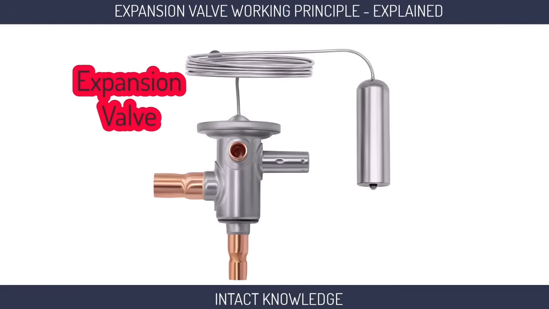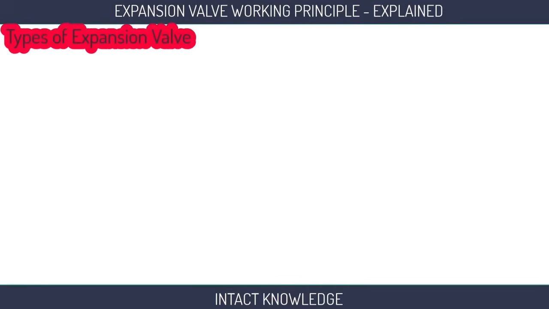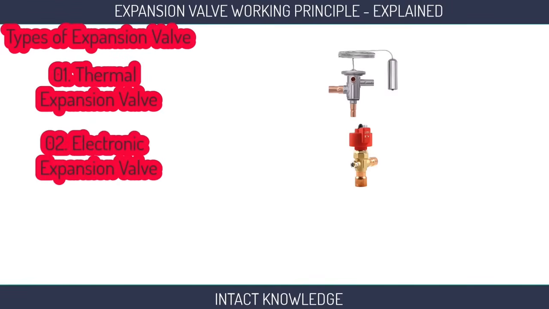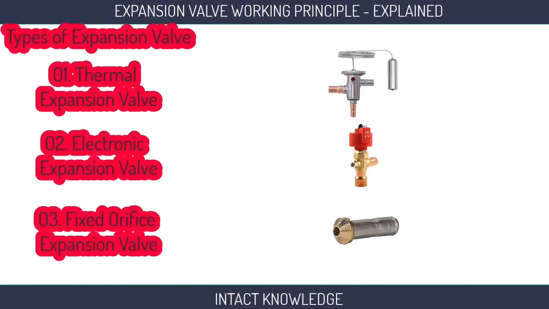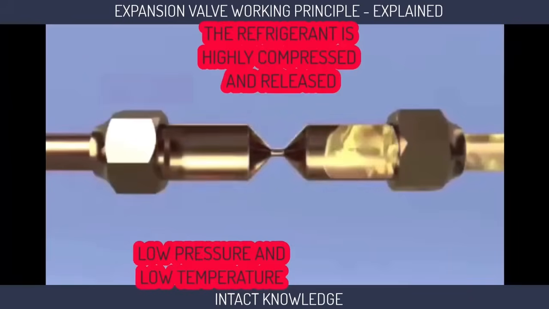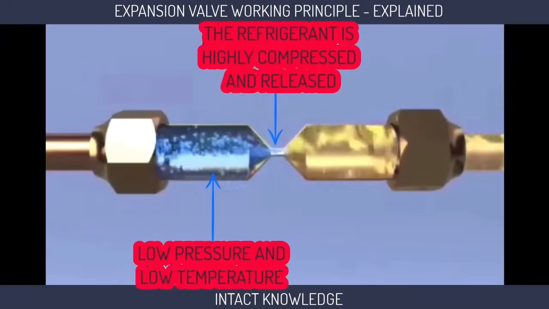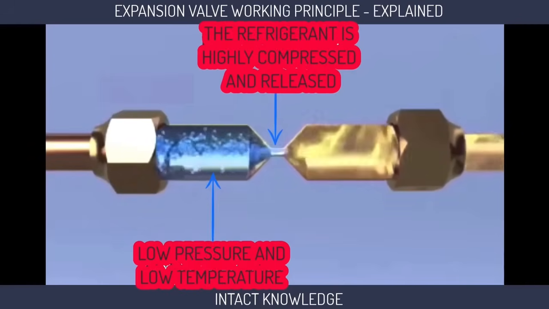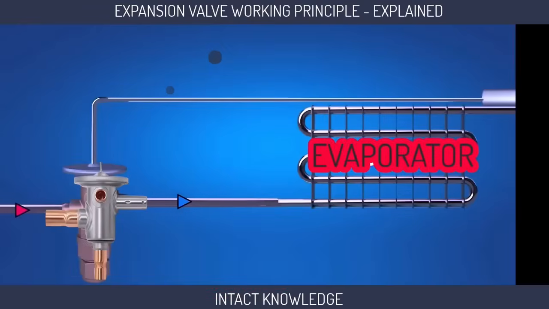Expansion valve is an important component in an AC system. There are three types of expansion valve: thermal expansion valve, electronic expansion valve, and fixed orifice expansion valve. We are going to explain the thermal expansion valve, which is the most commonly used expansion valve. It does two important jobs. One is, it expands the refrigerant and reduces its pressure and temperature. Another one is, it sends the required amount of refrigerant to the evaporator.